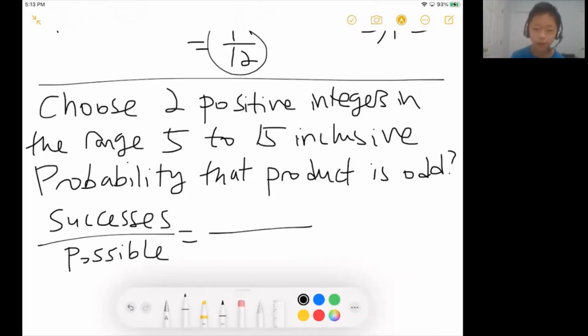Let's say the order in which we choose the numbers matters this time, just for variety. Let's say the order in which we choose the numbers is important. And I should also say that these are distinct positive integers.